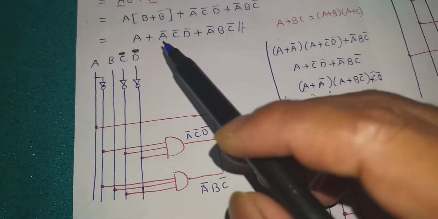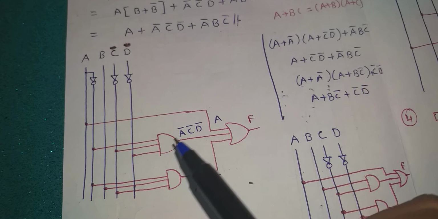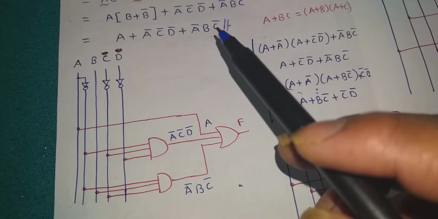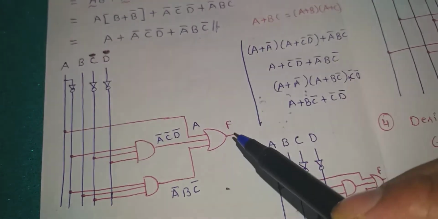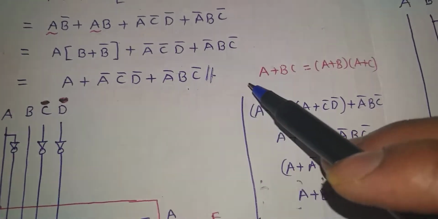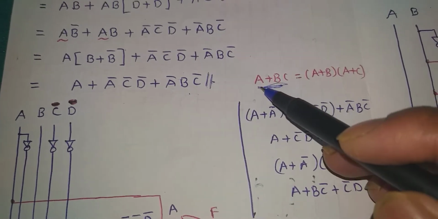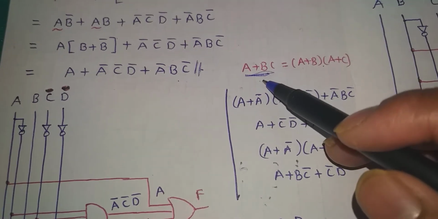And similarly, I have taken A bar, C bar, D bar, a 3 input AND gate, A bar, B bar, A bar into B into C bar, A bar into B into C bar, and all this connected to an OR gate. Now if you want further simplification to this expression, you can use this, A plus BC equals A plus B into A plus C theorem or law.